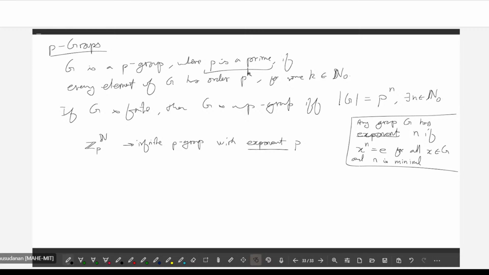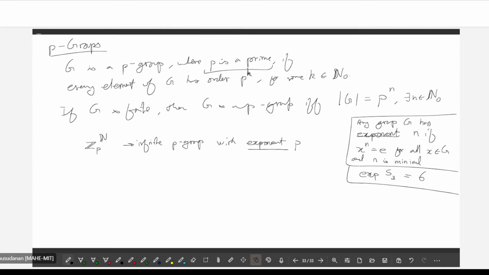For example, what is the exponent of S3? 6. Some elements of S3 are order 2, some elements are order 3, and of course the identity element is order 1. If you want one power such that anything in S3 raised to the power is equal to 1, that is 6. The smallest such is 6. Other one is 12, and so on. Any higher one works. It's like when we define period also, this is the fundamental period.